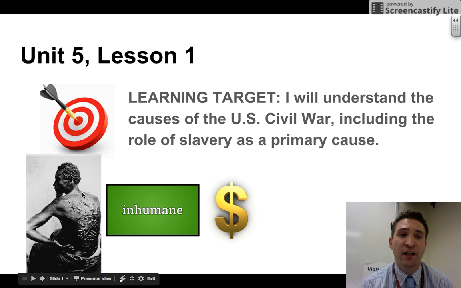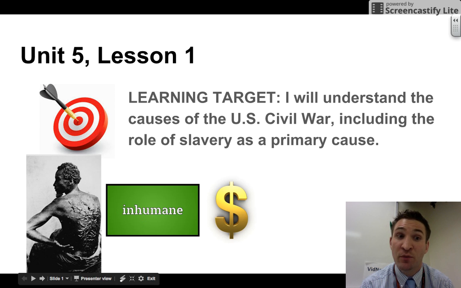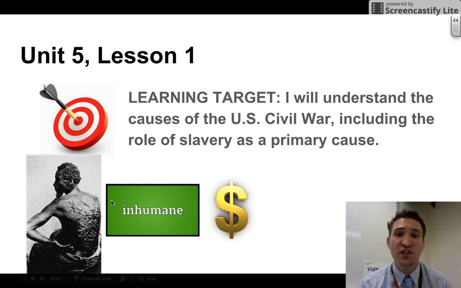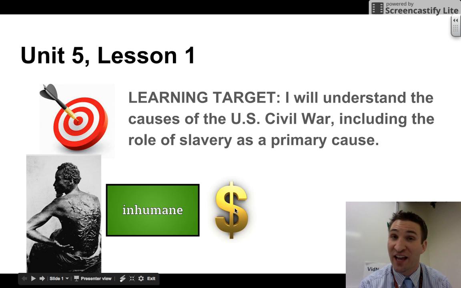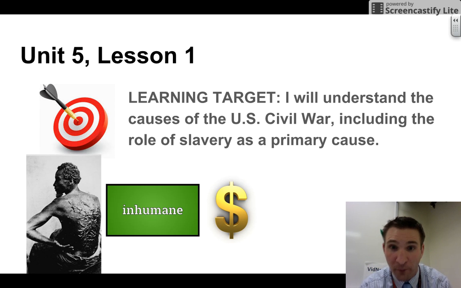Here is a slave who has a raw back because he has been whipped many times. This treatment is inhumane. It is barbaric. You shouldn't treat another human being like that. You shouldn't own another human being. But the Civil War was caused because some people in the South, rich plantation owners, said, if slavery goes away, so does all of my money. So, thus the Civil War.